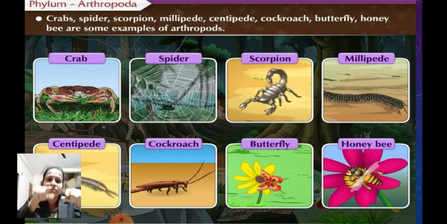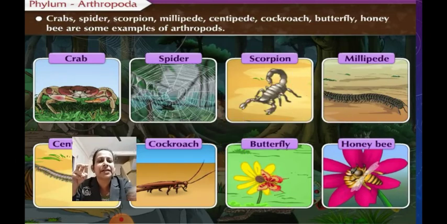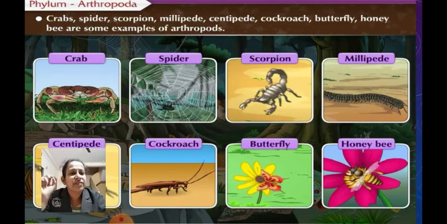brown in color, and if you just touch it, it will just become like a zameen chakra, right? That is called a millipede. And centipede, cockroach. Then you can see the picture of a centipede here, and cockroach, butterfly, honeybees.